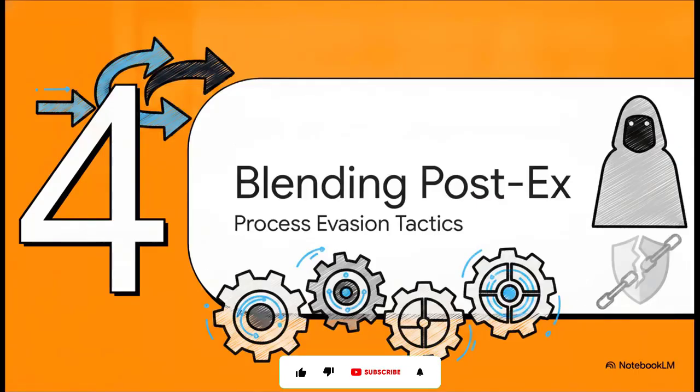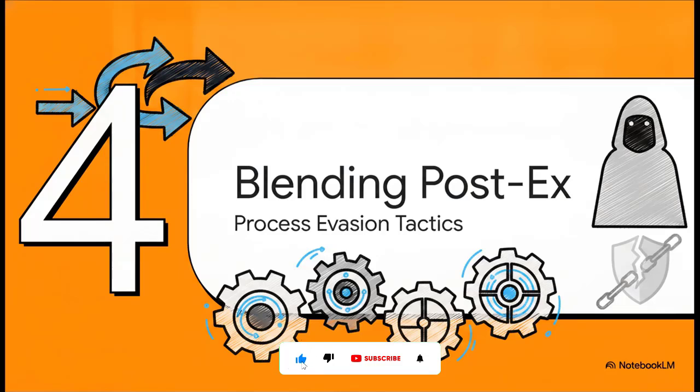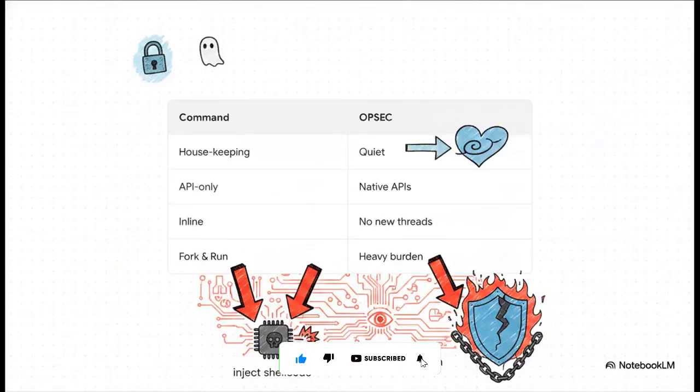All right, part 4. Blending post-ex processes. Let's see how this evasion mindset applies when Beacon actually starts doing the heavy lifting of post-exploitation. As a blue teamer, you can think of command behavior like a cheat sheet. Cobalt Strike has different classes of commands with totally different OPSEC footprints.